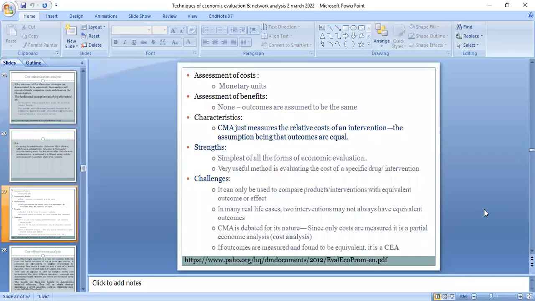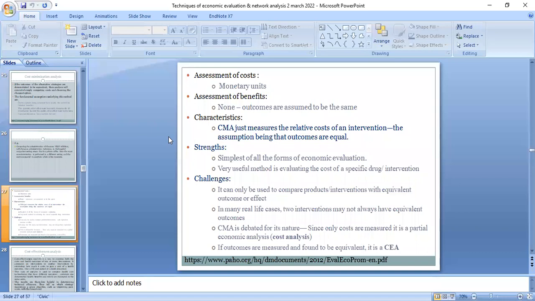Now the characteristics of cost minimization analysis. In it, the inputs are in monetary values, while the outputs are none. All the outcomes are assumed to be the same. Cost minimization analysis just measures the relative cost of an intervention, the assumption being that outcomes are equal. The strength of cost minimization analysis is that it is the simplest of all forms of economic evaluation, and it is a very useful method in evaluating the cost of a specific drug or intervention.